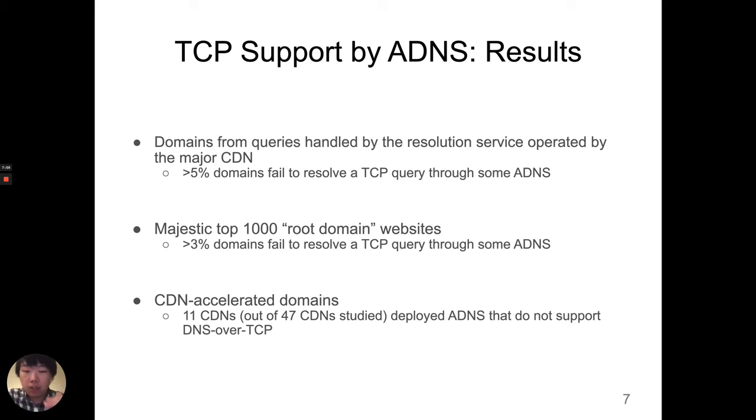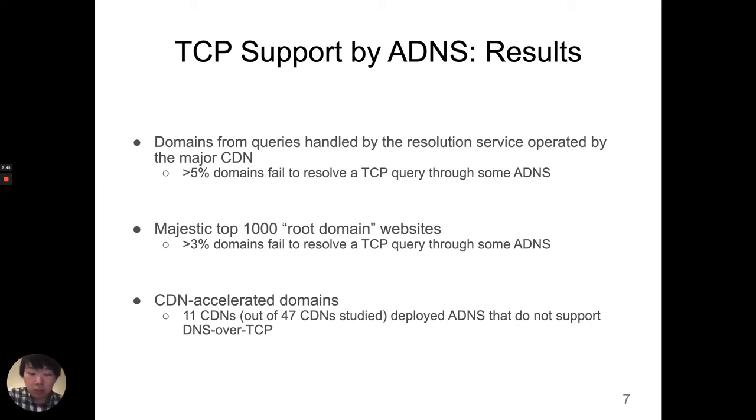First of all, for the domains from queries handled by the resolution service operated by the major CDN, more than 5% of the domains fail to resolve a TCP query through some ADNS servers. And even for the popular websites, a little bit more than 3% of the domains fail to resolve a TCP query through some of their ADNS servers. And for CDNs, 11 out of 47 CDNs have deployed ADNS servers that do not support DNS over TCP.